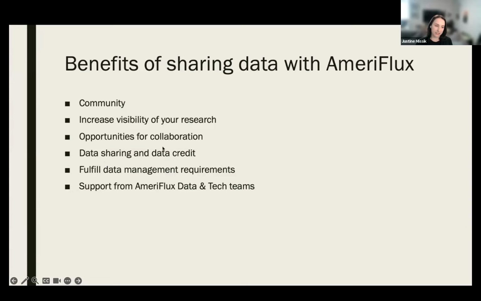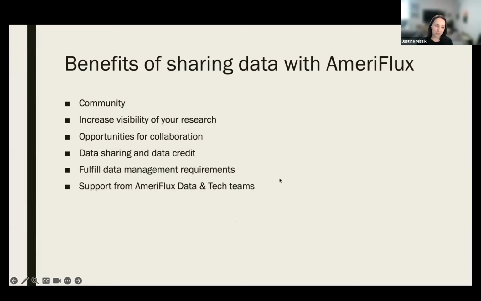Also, by sharing your data, you have more opportunities for actually getting credit for your work. When you publish data through AmeriFlux, they're going to create DOIs for all of the data sets that you've published, and then those data sets are citable. So if people end up using your data for any of their studies, that's another way you're getting credit for your work.